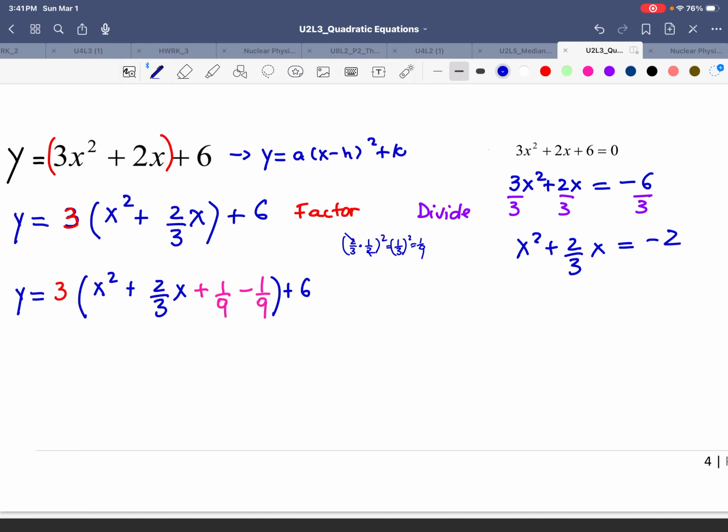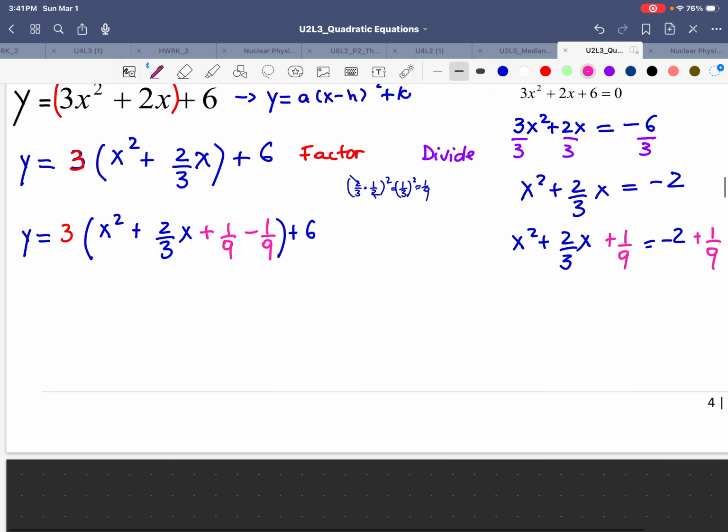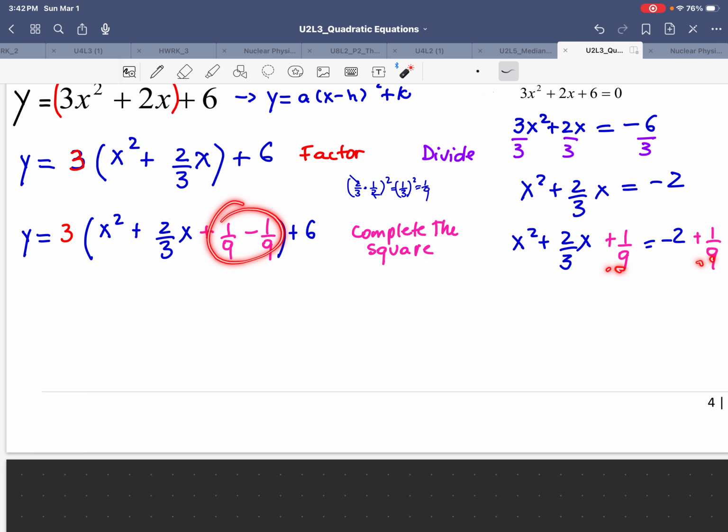While here we add and subtract the same number to complete the square, in quadratic equations we are going to add the same number to both sides of the equation. And that's how we complete the square here: plus 1 over 9. So you can tell the difference in here. I'm just going to write complete the square, but completing the square is slightly different, right? So here you add and subtract, here you add the same number to both sides.